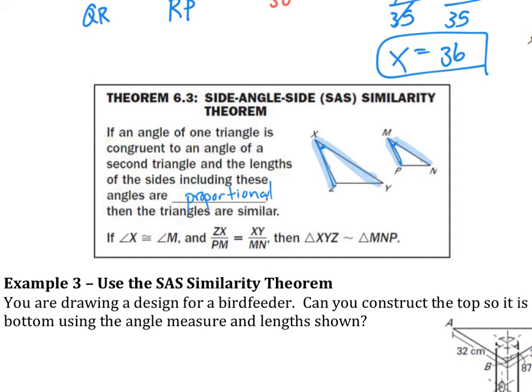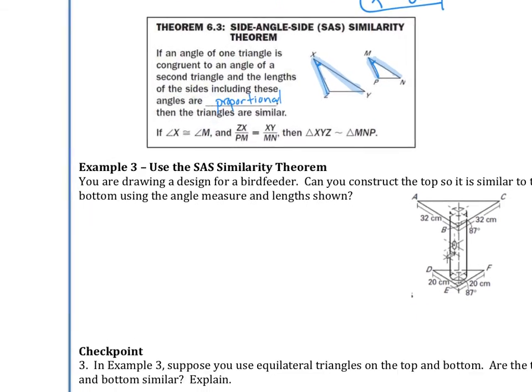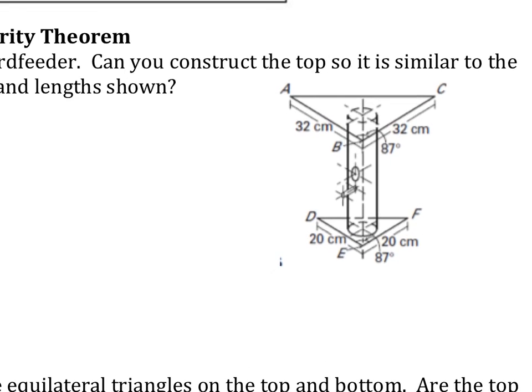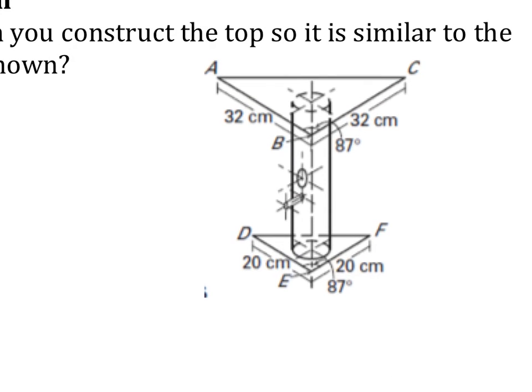Okay. So let's go through a couple examples. It says, you are drawing a design for a bird feeder. Can you construct the top so it's similar to the bottom using the angle measures and lengths shown? So we're trying to see, can we make these similar triangles? You see how the top triangle is bigger than the bottom. So if we look, each angle is 87. So 87 and 87. All right.